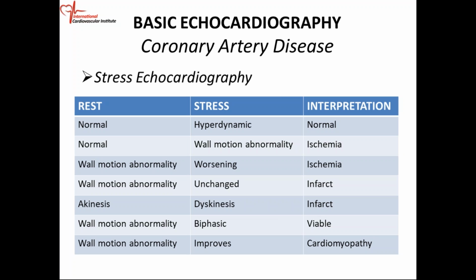However, we can use dobutamine stress echo to evaluate what we call viability. So someone comes to the echo lab with an ejection fraction of, say, 30%, because of blockage. Now, some of that muscle in the heart is going to be dead.